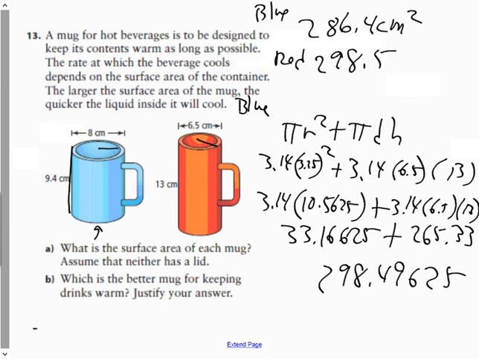298.5. So what is the better mug for keeping your drinks warm? Justify your answer. The one with less surface area would be the one that's better for keeping your drink warm, because less surface area means less opportunity for heat transfer from the hotter liquid to the colder surface, which means that would be your answer.